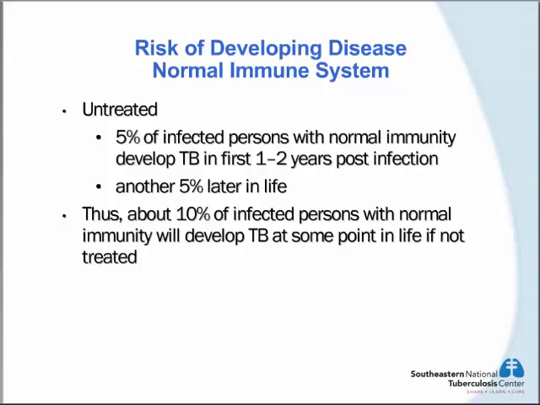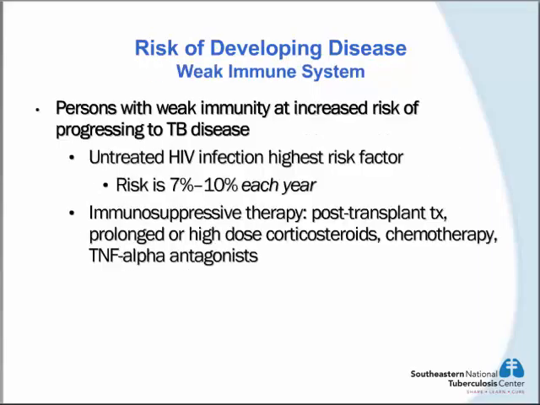So a total of the risk in a person with a normal immune system in the general population is about 10% in their whole life to develop TB disease. That means that 1 out of 10 people that get TB infection will go on to develop disease. Now, if the person that acquires the TB infection has a weakened immune system, the risk is much, much higher.